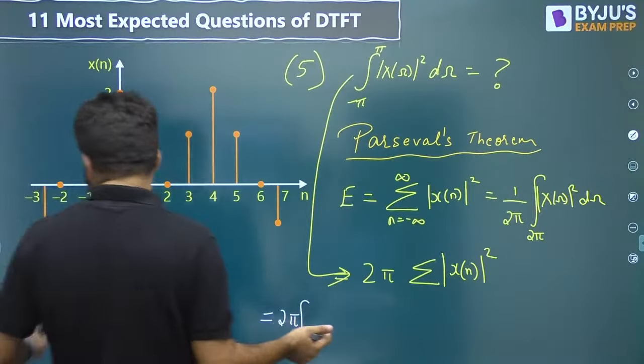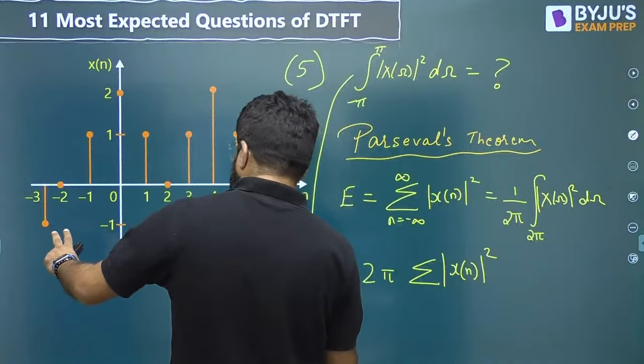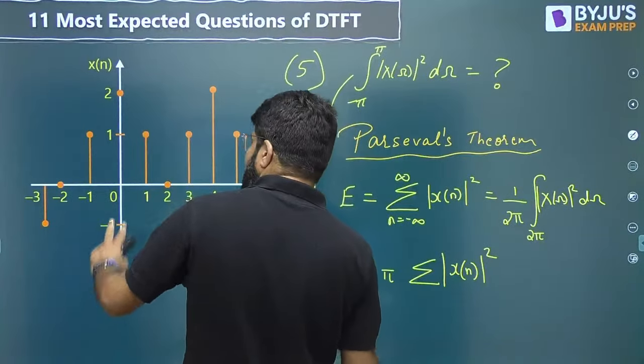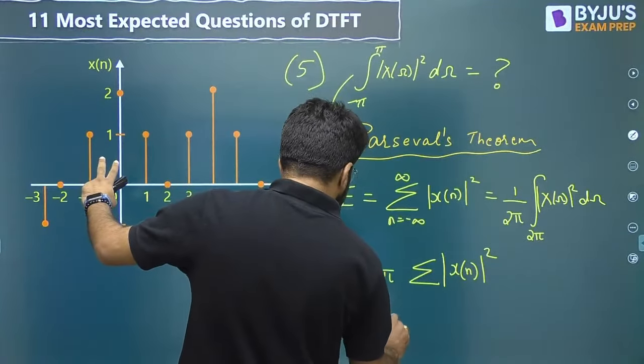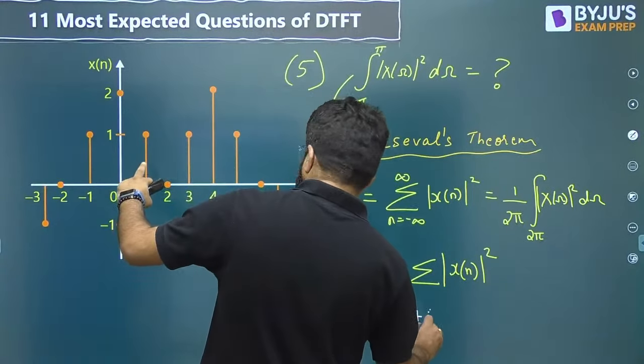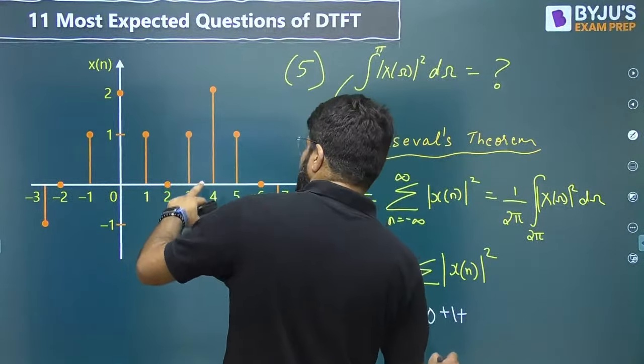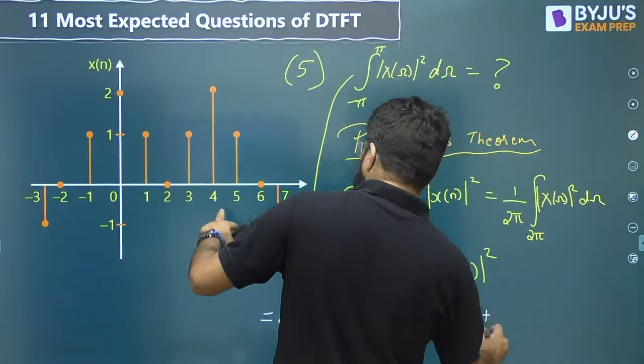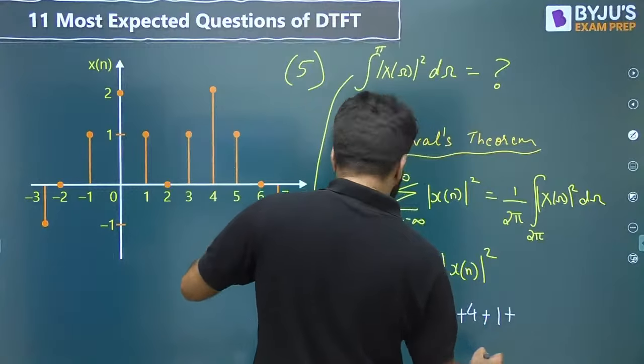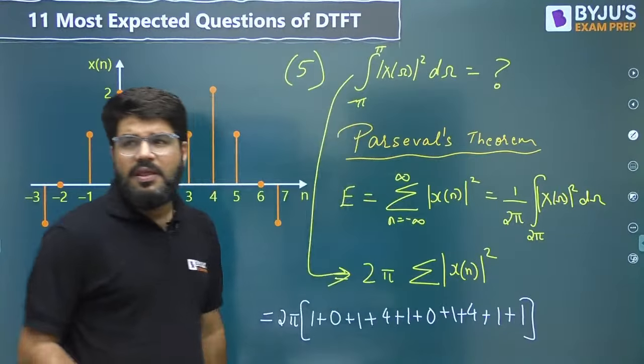So even all negatives will be converted to positive. So minus 1 squared is 1, then 0 squared, then 1 squared is 1, then you have 2 squared which is 4, 1 squared is 1, next is 0, again 1 squared is 1, again 2 squared which is 4, again 1 squared is 1, and last, minus 1 squared which is again 1.